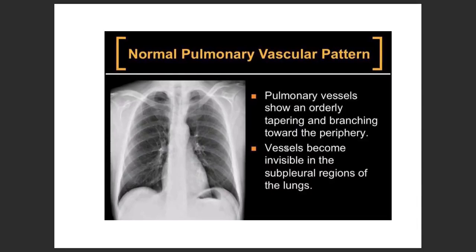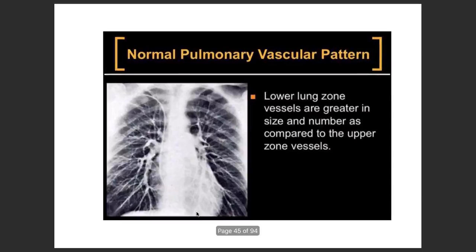So let's refresh whatever we have learned. If you can all recall, this is how the normal pulmonary vasculature looks. There is an orderly tapering and branching towards the periphery, and the vessels become invisible in the subpleural regions of the lungs. The lower lung zone vessels are greater in size and number as compared to the upper zone vessels. To be able to describe what is abnormal, we should first know what is normal.